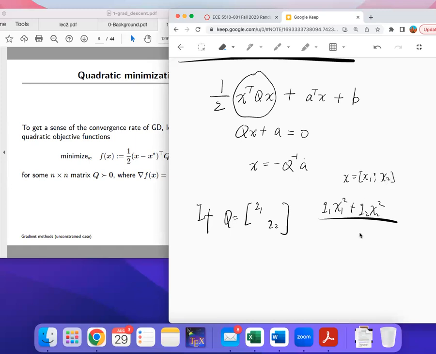Right. So we can just extend this to high dimensions. As long as the function depends quadratically on the coordinates of these variables, we call it a quadratic function. If you write it in matrix-vector form, it's very similar to the scalar case, but we just need to pay attention to the matrix-vector notations.